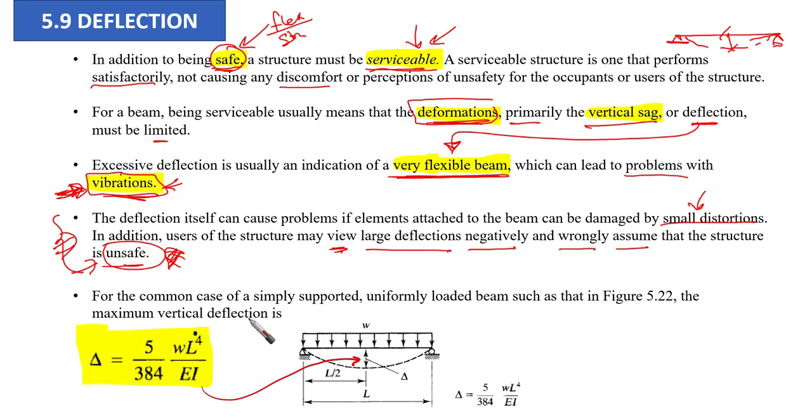For the common case of a simply supported uniformly loaded beam such as that in this figure, this sag, or this vertical deflection, can be calculated easily by standard equations. Commonly we use it based on the simple end conditions we have and the distributed load, which is uniform. Then we can obtain the deflection, which is going to be 5/384 times w, the distributed load, times L to the power 4 over EI. This is a very common and very famous equation for simply supported beams.